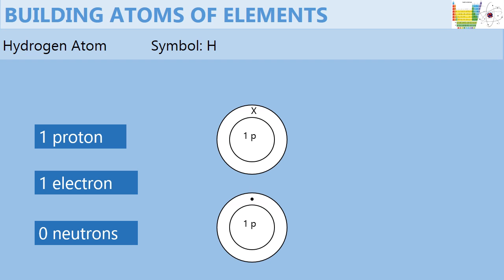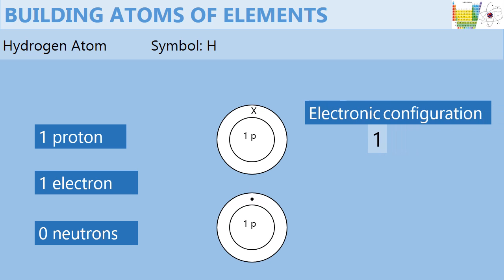Now, there is something we talked about called the electron arrangement or electron configuration, which is just the distribution of electrons in the energy levels. Since we have only one electron in the energy levels, then the electron configuration of hydrogen is 1.